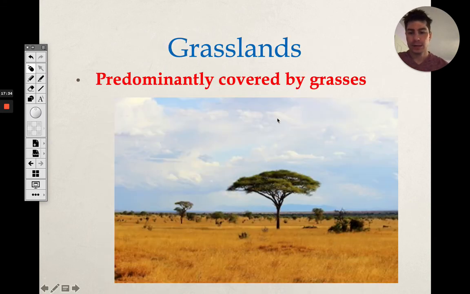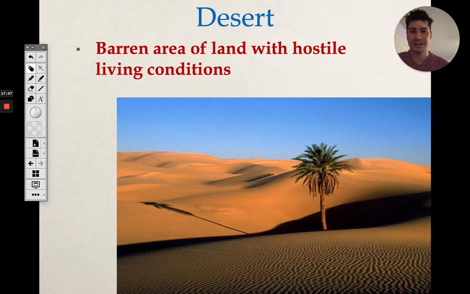And then grasslands. All right, this is going to be like Africa, areas like that, kind of where you would see like lions, tigers living. Cheetahs, that kind of thing, right? Obviously not tigers in Africa, but they're going to be covered by grasses. We're going to see a lot of wildlife and a lot of predation in these areas.